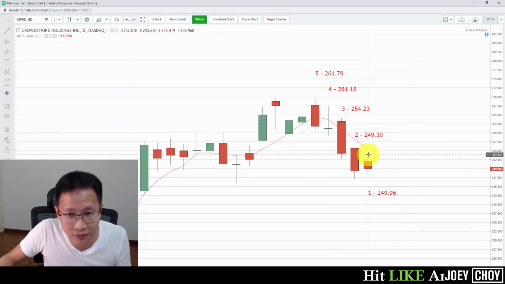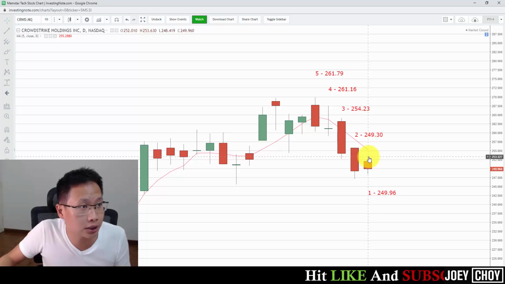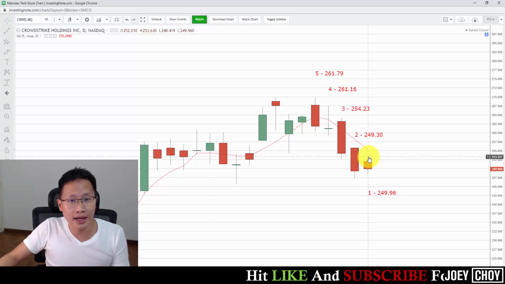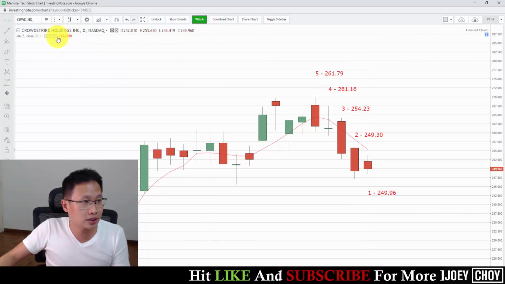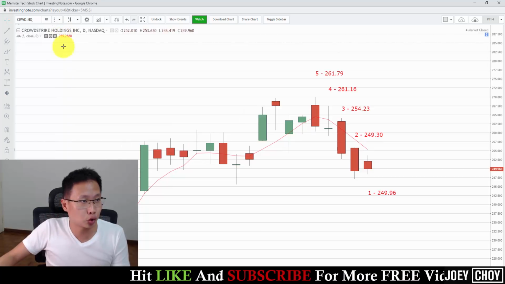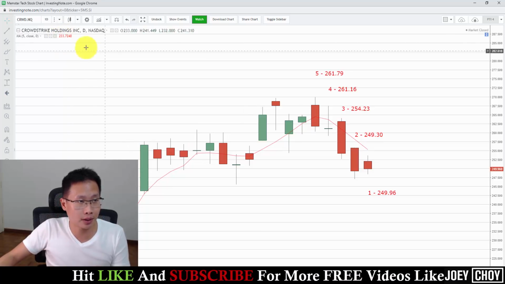So let's see if it is correct. I'll put my mouse here. Yes, look at this portion right over here, which is where it will show the value of the moving average when I put the mouse on a specific day.